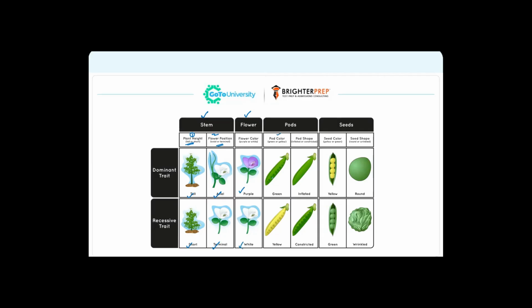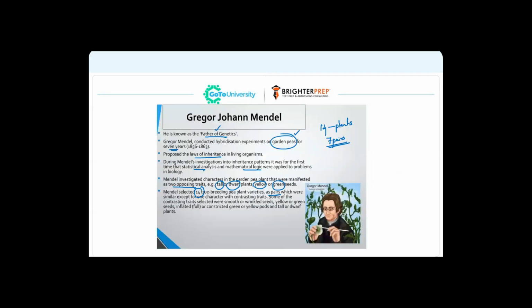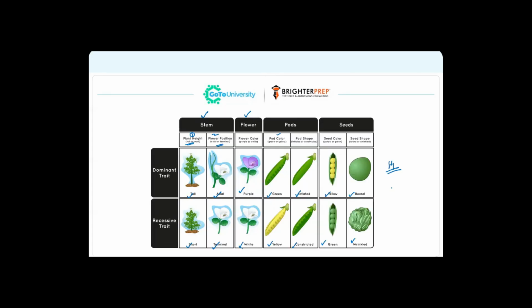Now the pod color, that is green pod and yellow pod. About the pod shape, it was inflated and constricted. Coming to seed color, it was yellow seed and green seed. Now coming to seed shape, round seeds and wrinkled seeds were taken. So here you can see there are 14 traits in total, 14 true breeding pea plant varieties, and we could say it was 7 pairs: plant height, flower position, flower color, pod shape, seed color, and seed shape.